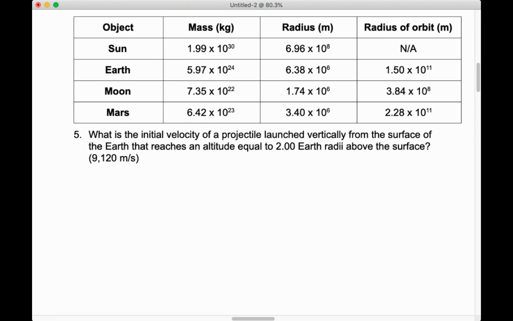So let's start with step 1. What are we looking for here? So what is the initial velocity? So v initial equals question mark. And what units will velocity have? Meters per second.